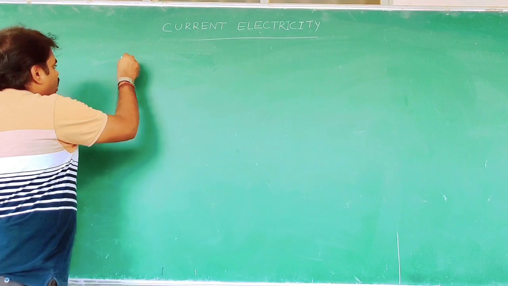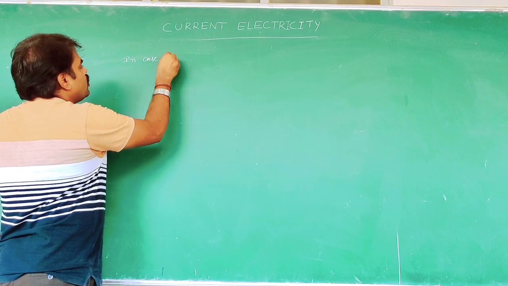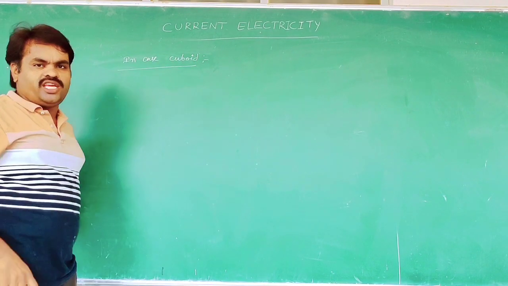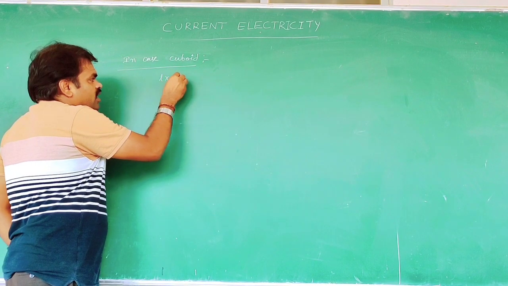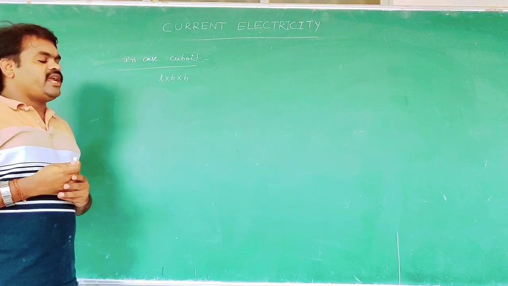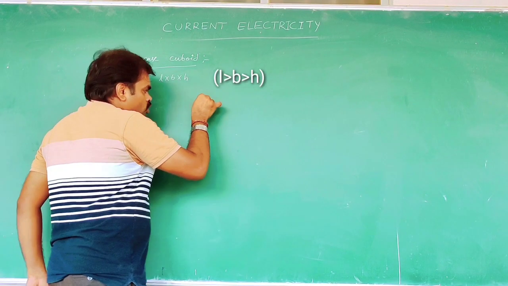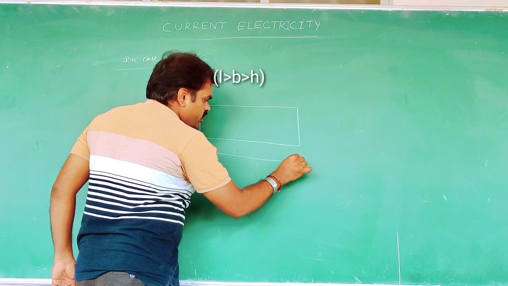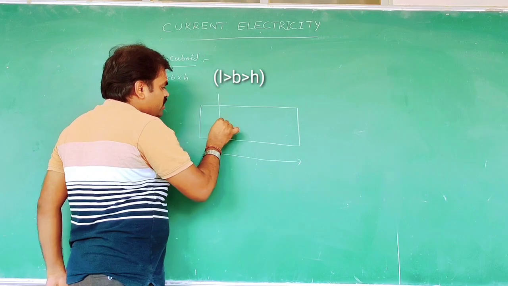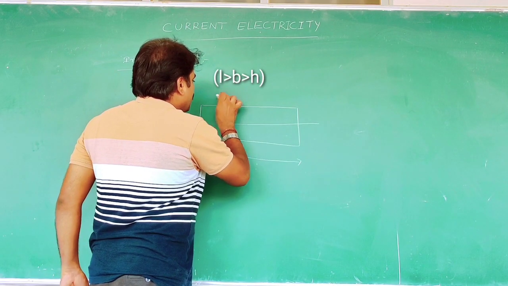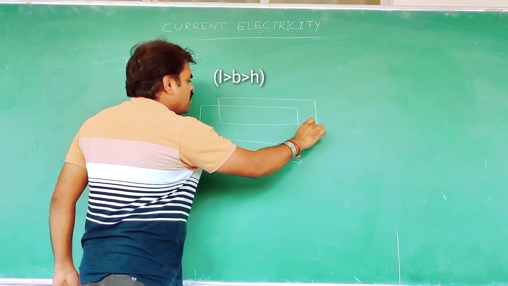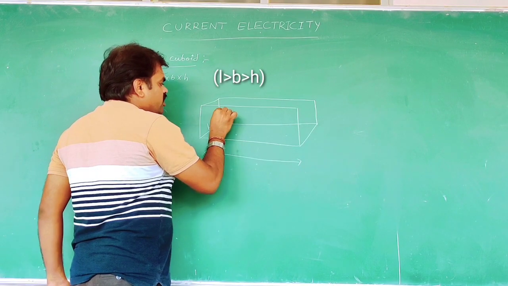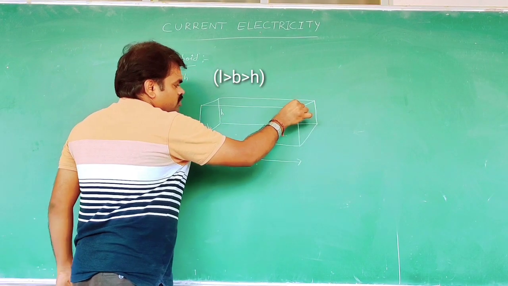Now in case of a cuboid, the dimensions of the cuboid are L into B into H. This is the length, breadth, height of the cuboid. Now you see the diagram of a cuboid like this. This is the length of the cuboid, and here it is the breadth, and it is the height of the cuboid. Now this is the cuboid.